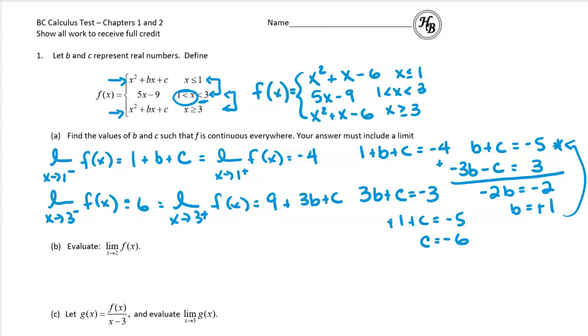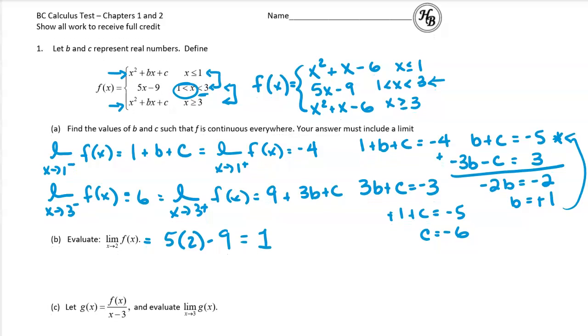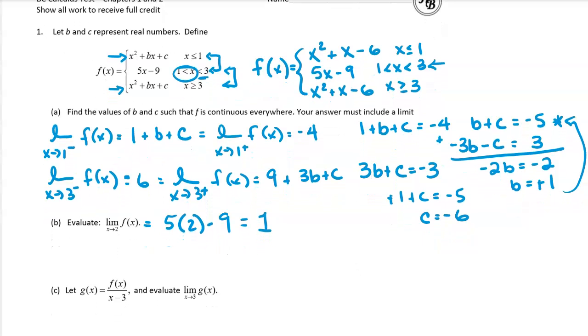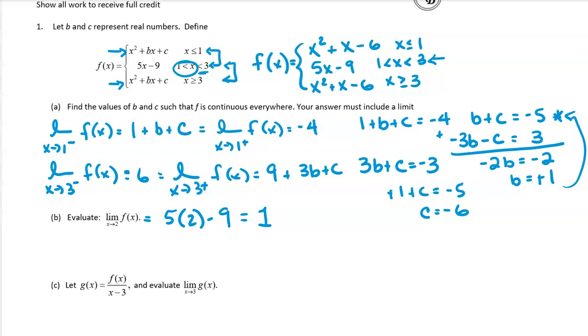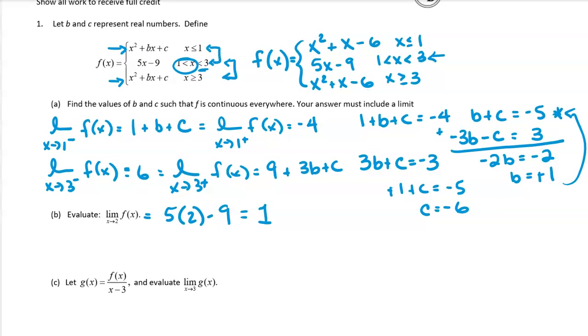So in B, I want to evaluate the limit as x approaches 2. And so I go up here, and 2 is on this interval, and it's going to be from the left and right of 2. So that's going to equal 5 times 2 minus 9. 10 minus 9 is 1. Again, if you got different values for B and C up above, it really shouldn't even matter because 5x minus 9 was given. So I just wanted to see that you knew which piece of the piecewise function to take that limit. All right, now let's do the limit as x approaches 3.